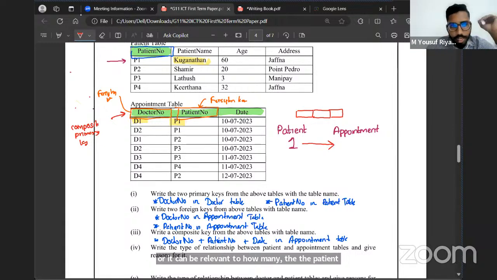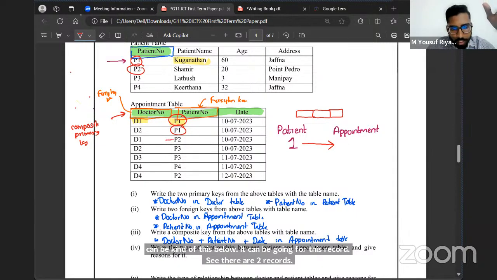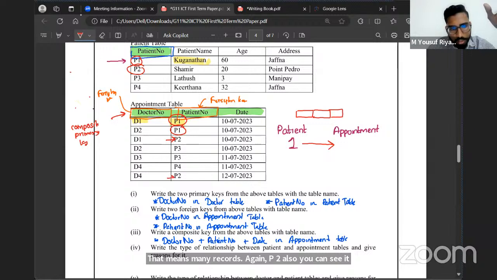For example, I have one patient here called P1. This P1 can be connected to how many records in the appointment table? It can be connected to this record and this record. See, there are two records. That means many records. Again, P2 can be connected to this record as well as this one. Now, P3 can also be connected to two records.